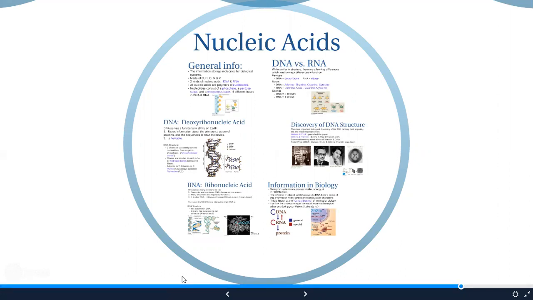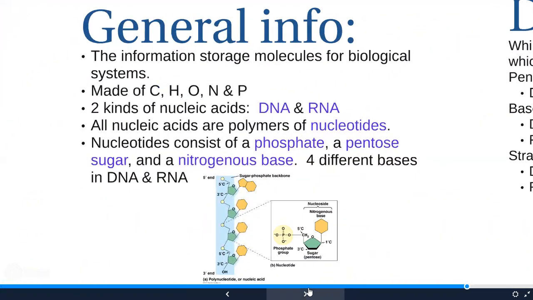So we've already covered carbohydrates, lipids, and proteins. Now we're moving on to nucleic acids. So just a little bit about these. These molecules are not for structure and they are not for nutrition, typically. They're for information storage and also for enzymes.